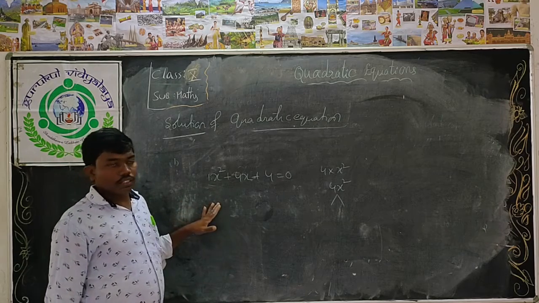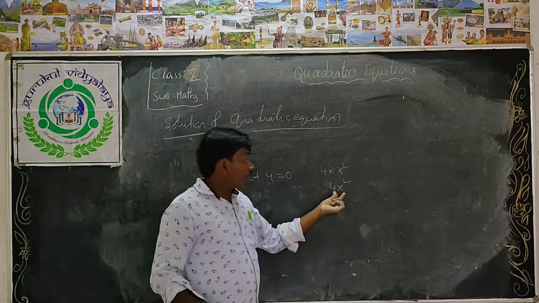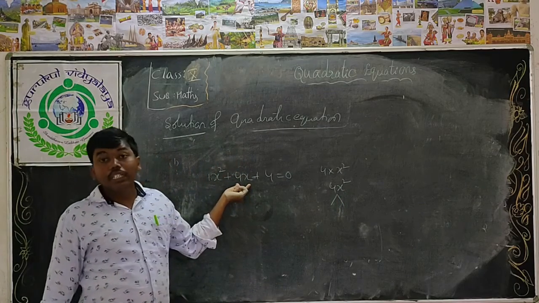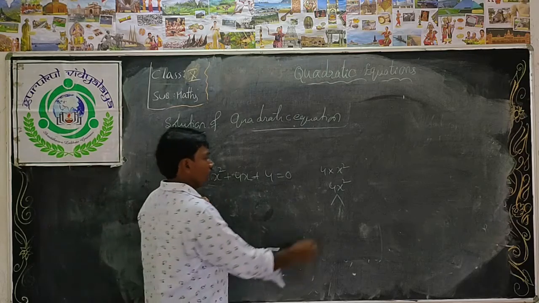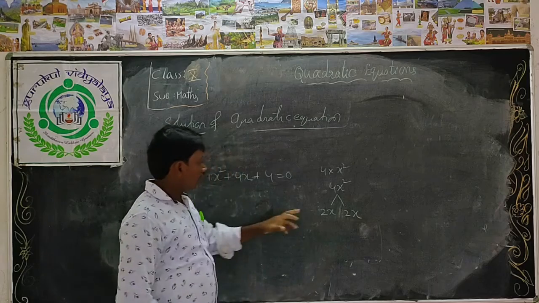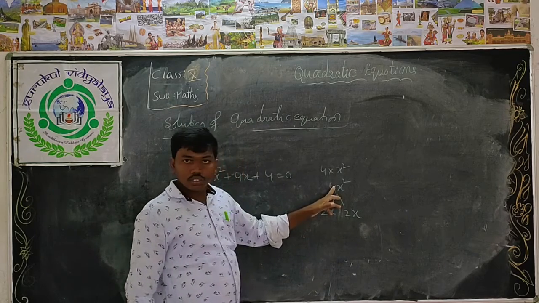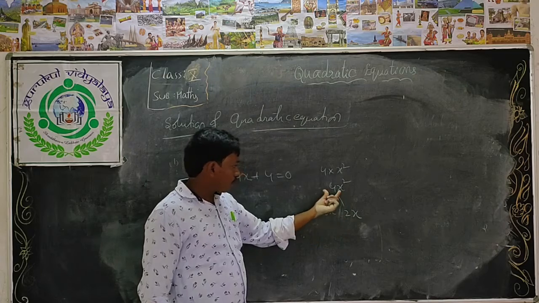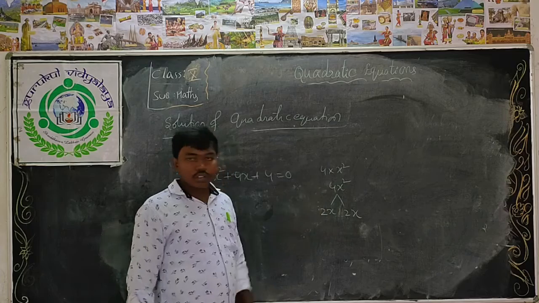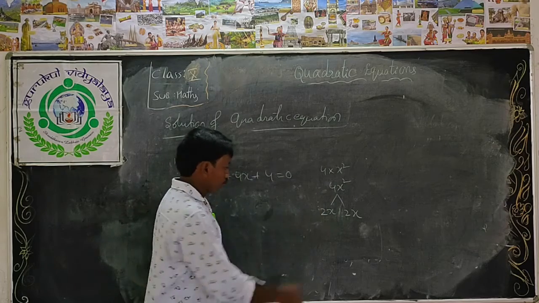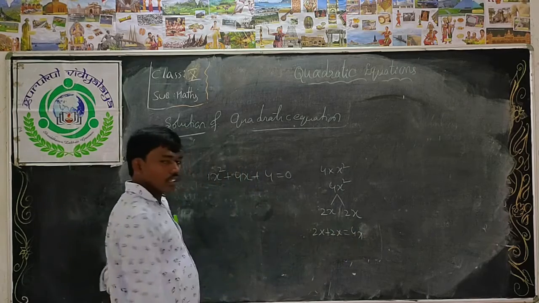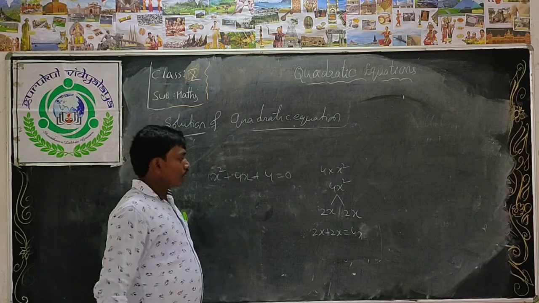Okay, with the symbol. Again I am telling you. The 4x square will be split into two terms. The sum should be the middle term, that is 4x. For example, 2x plus 2x. So children, 2 twos are 4, x into x, x square. So 4x square got. Now again add 2x plus 2x, which will be 4x. See, got it now?